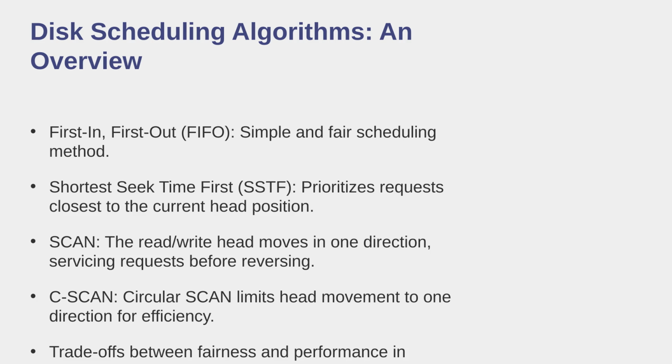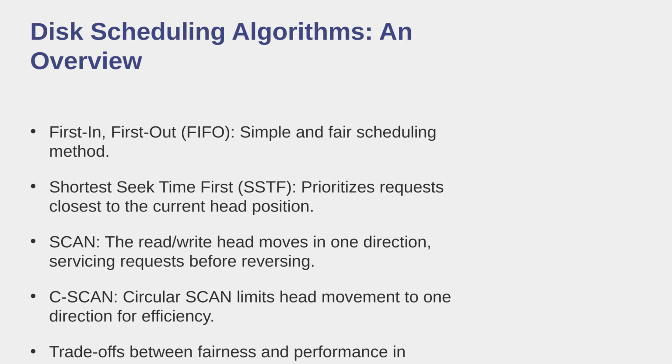The scan algorithm, often referred to as the elevator algorithm, moves the read-write head in one direction, servicing requests until it reaches the end of the disk, at which point it reverses direction. This approach balances fairness and efficiency as it services requests in a more organized manner. C-scan, or circular scan, enhances this further by only servicing requests in one direction and quickly returning to the starting point without servicing requests on the way back. This method can lead to better wait times for requests located at the outer tracks.